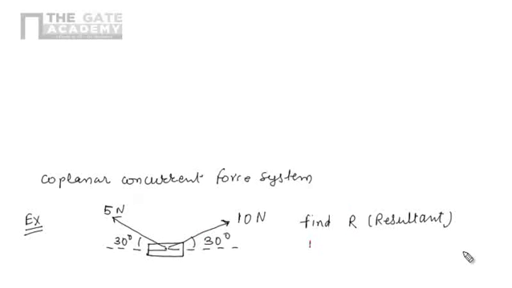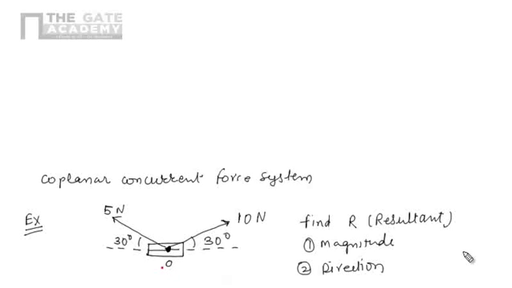In R we have to find out the magnitude and the direction. And since this is a coplanar concurrent force system, there is no need of finding out the point of application, because the point of application for the resultant force will be the same as the point of application of the 5 Newton and 10 Newton forces. That is nothing but the point O, the concurrent point.